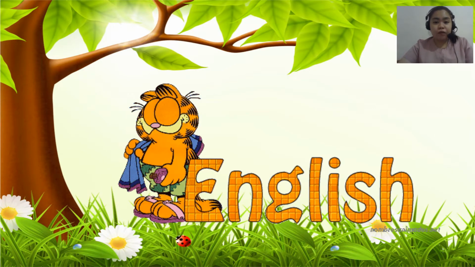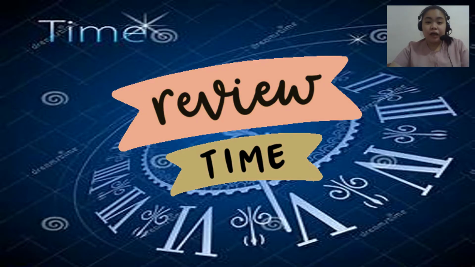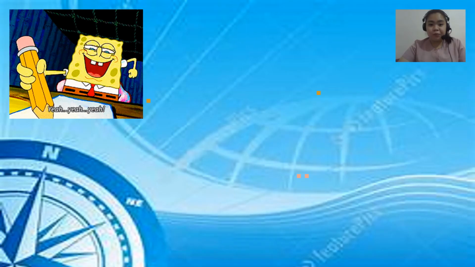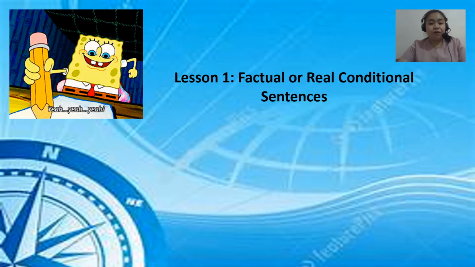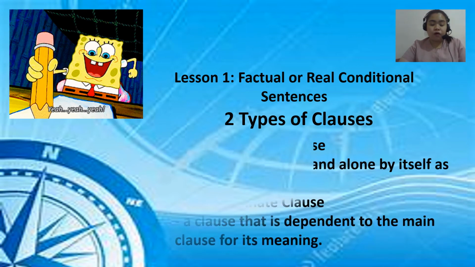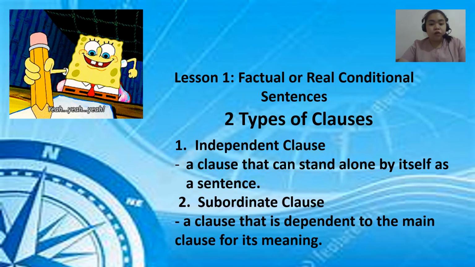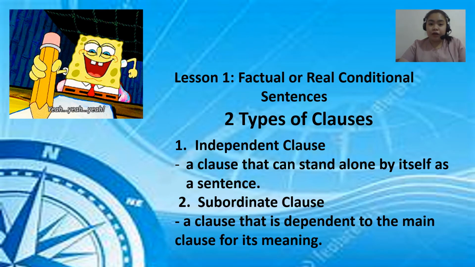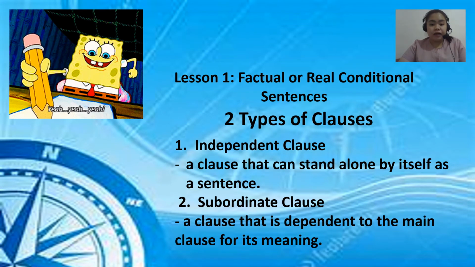But before we proceed with that topic, we are going to have a short recap regarding our previous topic, which is about factual or real conditional sentences. So in lesson 1, we already learned about the two types of clauses. The first one is what we call the independent clause, which can stand alone, and a subordinate clause, which cannot stand alone. So the subordinate clause again depends on the main clause for its meaning.